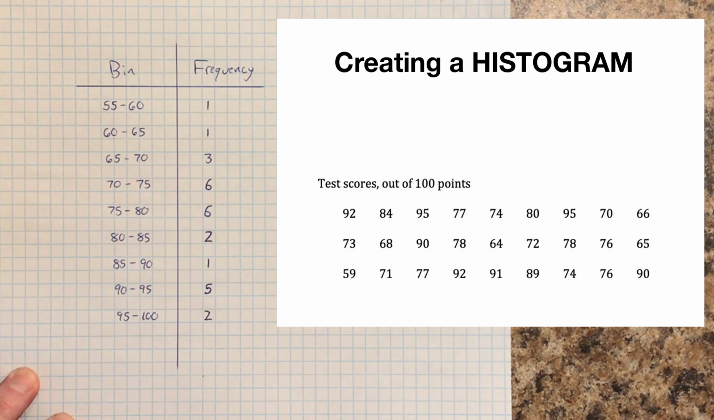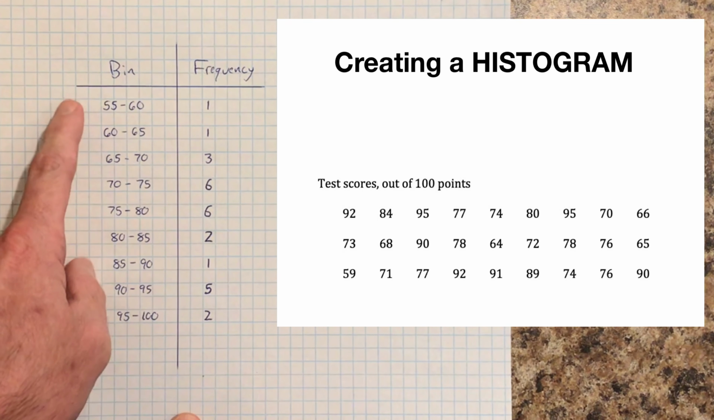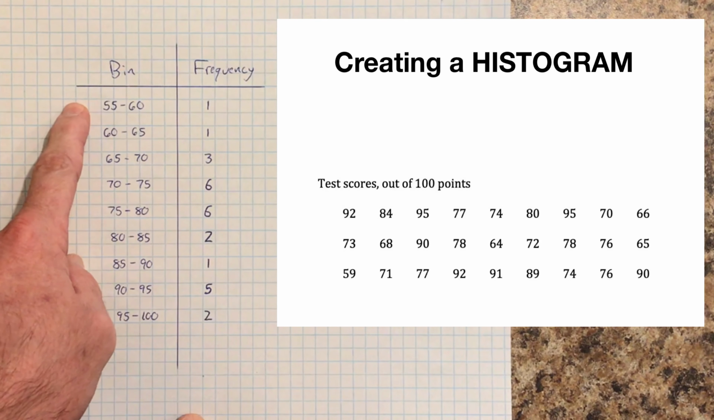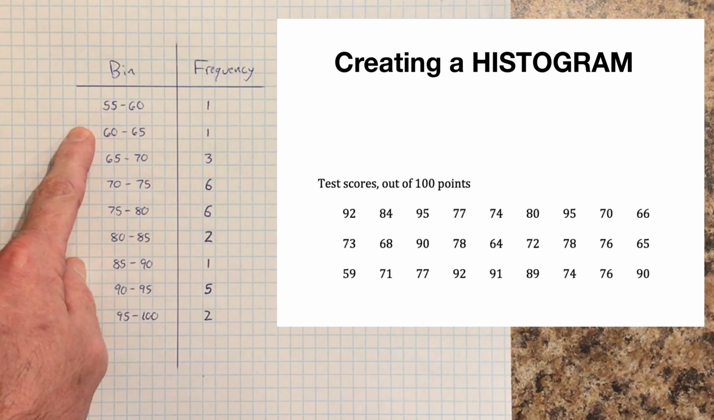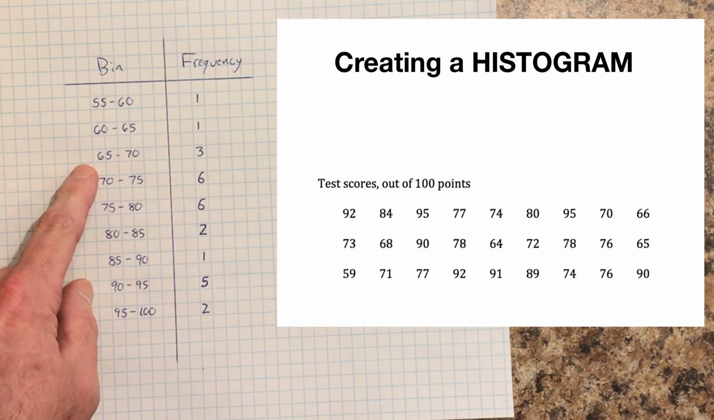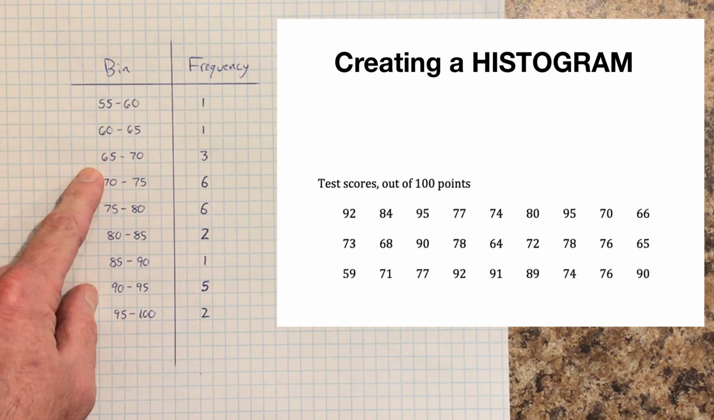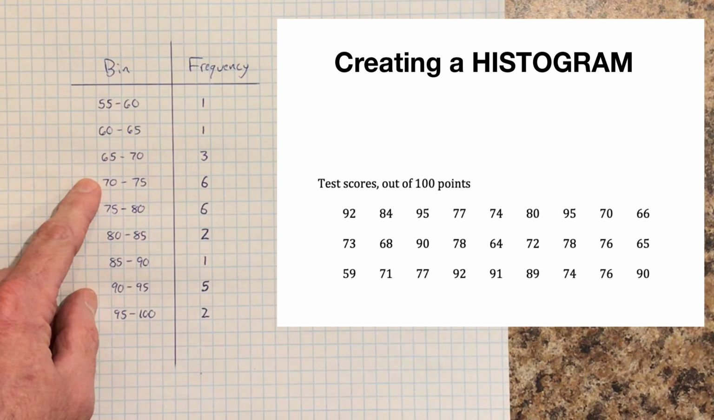So to create a histogram, I want to cut my data into intervals. In this case, I'm going to choose to make those intervals 5 wide. So my smallest interval will be from 55 to 60, which will have one piece of data. My next interval is 60 to 65, which will have one piece of data, and so on. So the first step to making a histogram is to make a frequency chart.